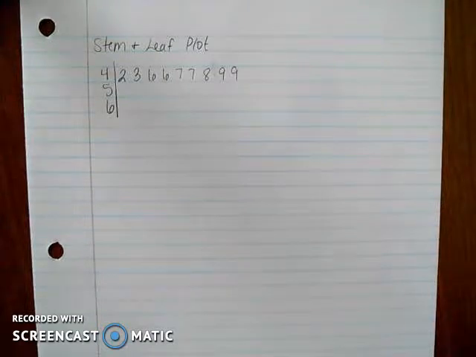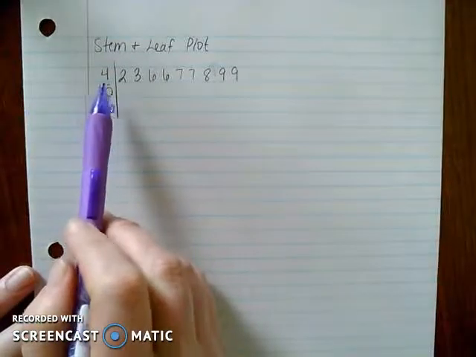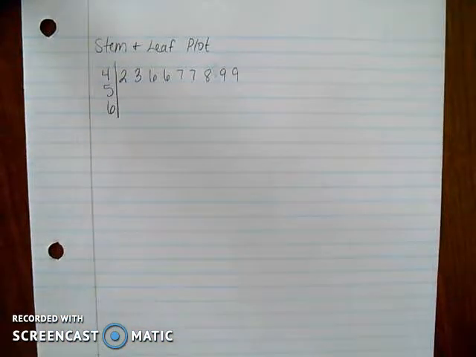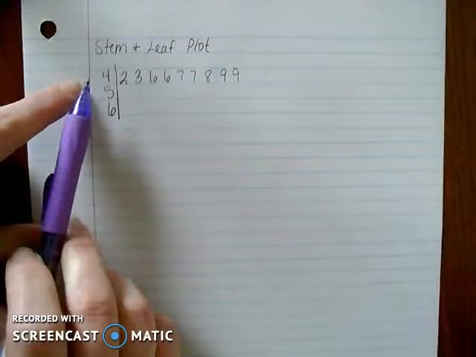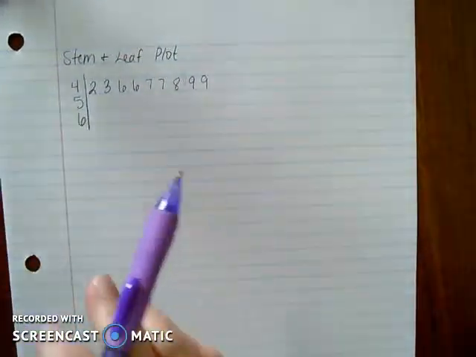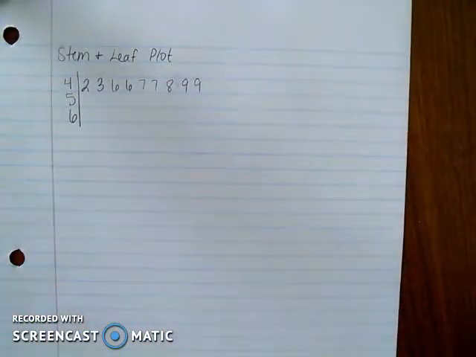So what you're doing is you're condensing the data, but you still can tell what the actual data values are. So when you read this, again, you read it as 42, 43, 46, 46, so on and so forth. So instead of having to write the 4 in front of them, you're saying all of these numbers start with a 4. All right, so this is going to get really long because the 50s have a lot of them.